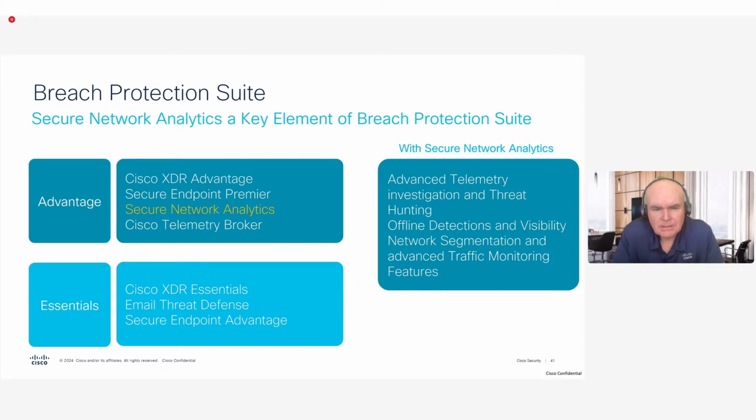With Secure Analytics at the Advantage level, you'll get that advanced telemetry ingestion, the threat hunting, the network segmentation use cases, the traffic monitoring features that you're all used to. On the Breach Suite, if you go for Essentials, you'll get basically XDR Analytics, which is based on the old Secure Cloud Analytics backend. So you get NDR performance, but you're not going to get what I call the premium NDR, or network detection and response, which you get with Advantage, and obviously all the additional features you get there.